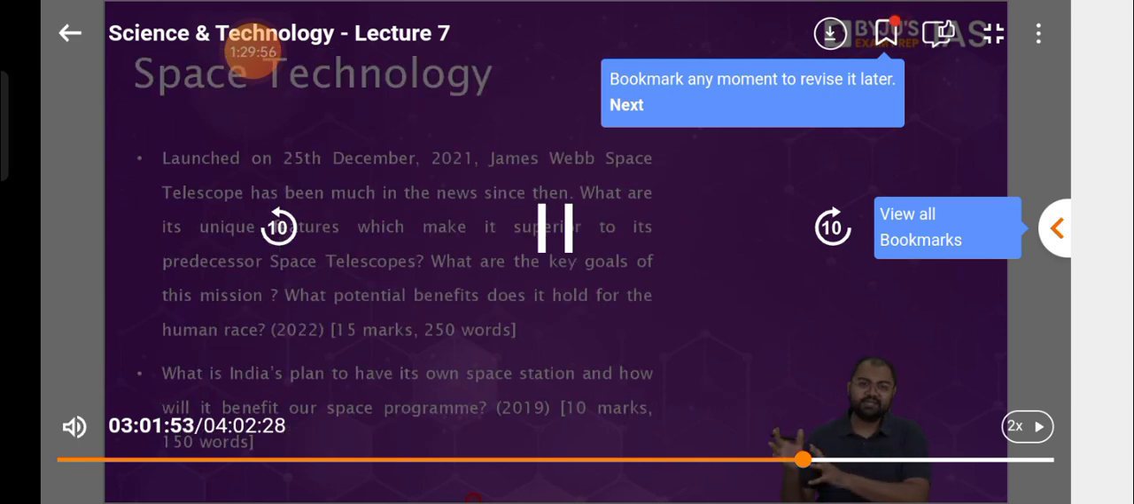Now, what I want to do next is also discuss some of the mains-based questions from the previous topics that we have discussed. So, especially from space technology and energy, these are 2 chapters we have completed. So, just to give you a basic idea about how to handle these questions and what needs to be done when you get these questions in the examination.